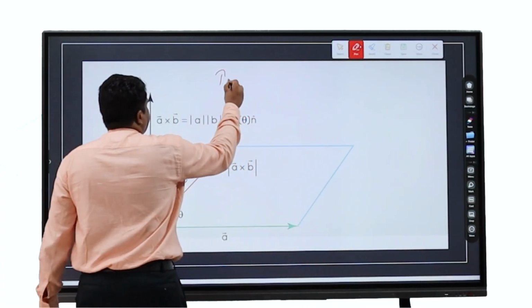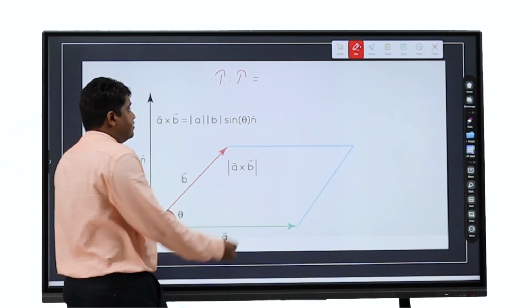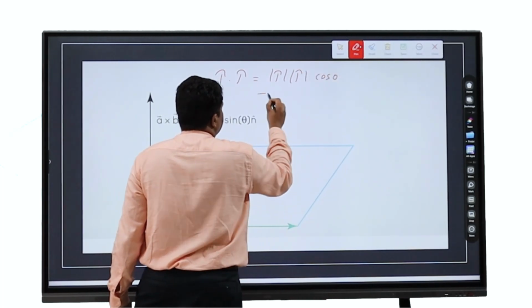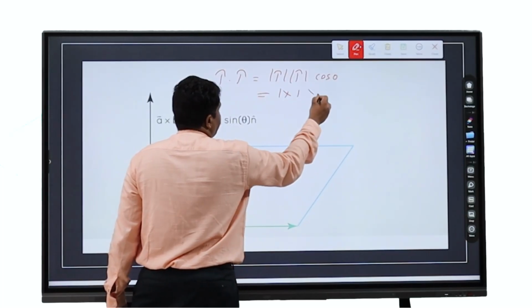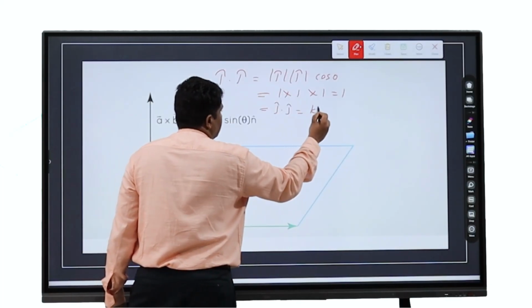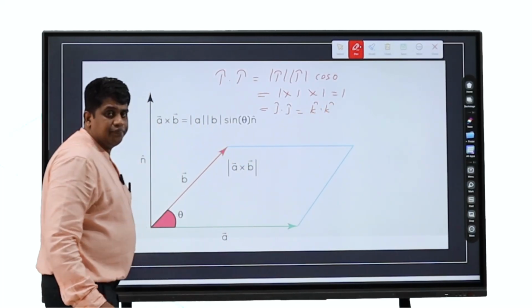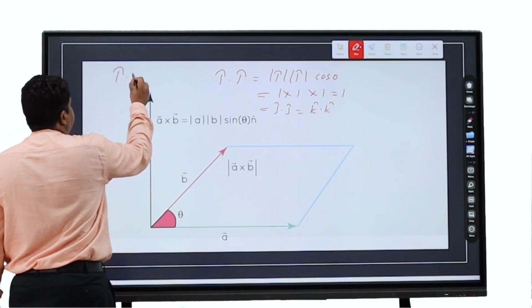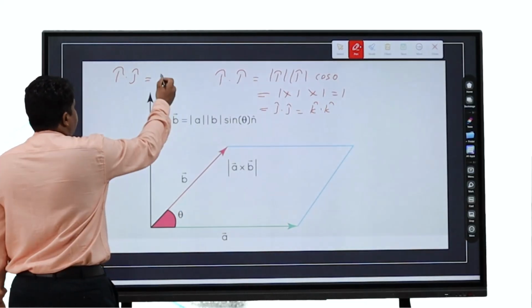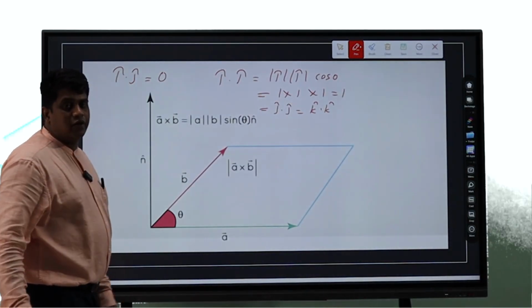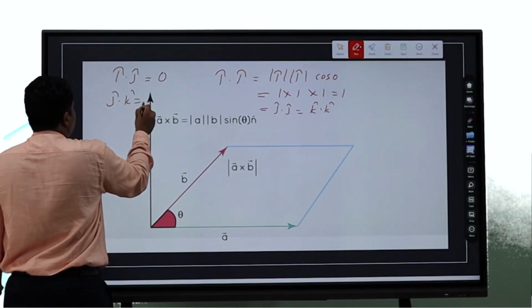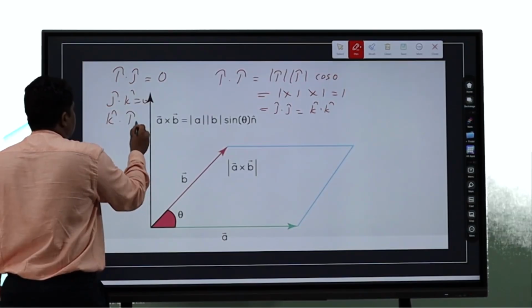Then what is i dot i? i dot i is equal to magnitude of i into cos 0. The magnitude of i is 1, cos 0 is 1, so it is 1, which is equal to j dot j, which is equal to k dot k. Then what is i dot j? i and j are perpendicular to each other, so their dot product is 0. If a and b are perpendicular, a dot b is 0. Similarly, j dot k is 0, and k dot i is 0.